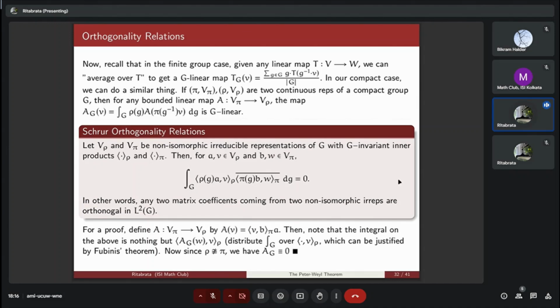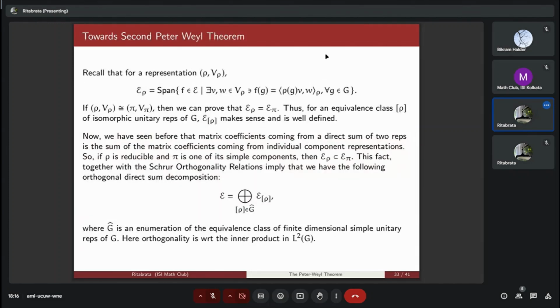So here are the relations. We just try to remember that any two matrix coefficients coming from non-isomorphic representations are orthogonal. Even for isomorphic ones, they basically form an orthonormal type of setting. This is what we mean by Schur orthogonality relations. We move on to the next thing.